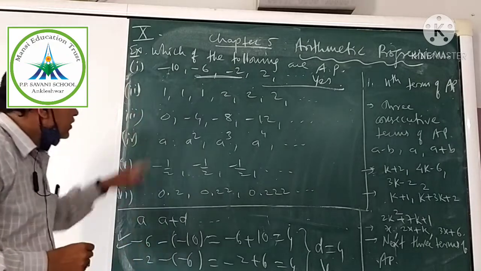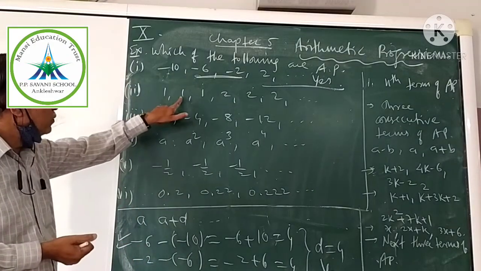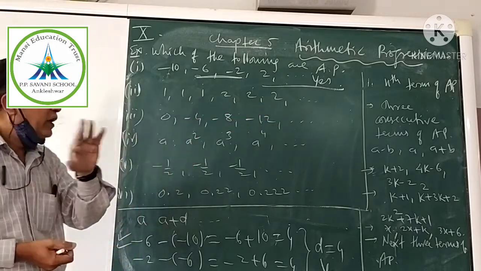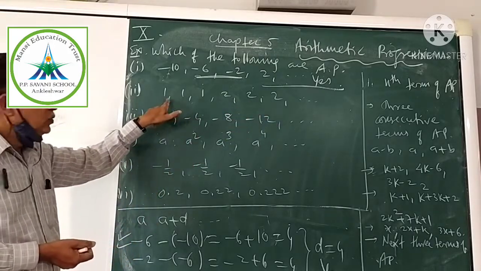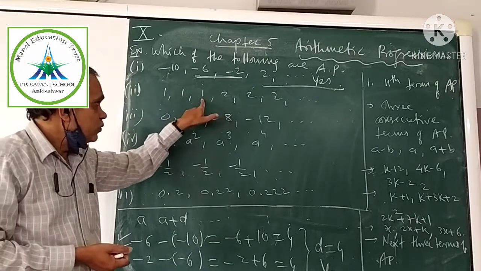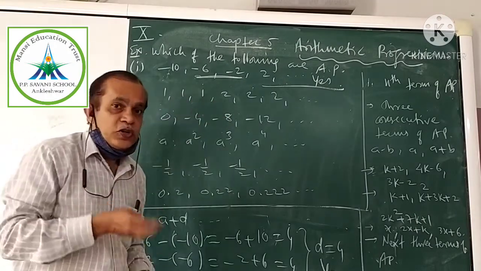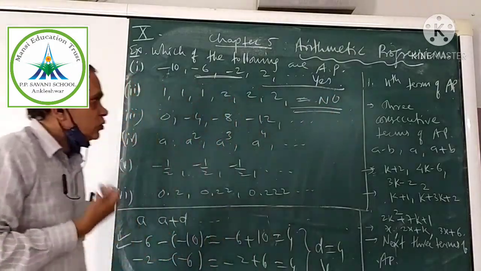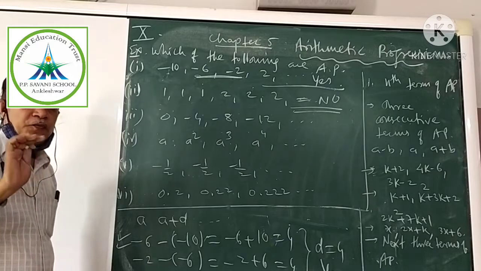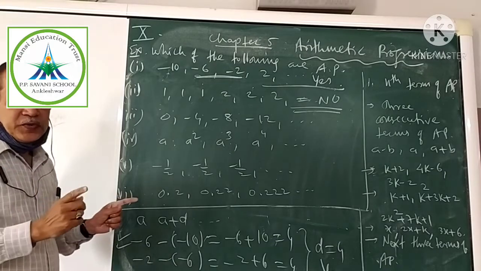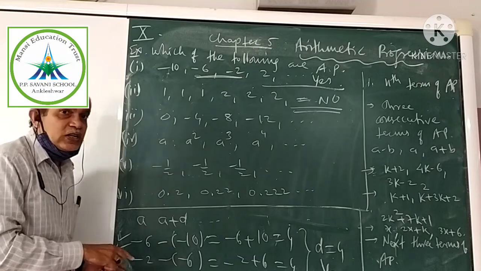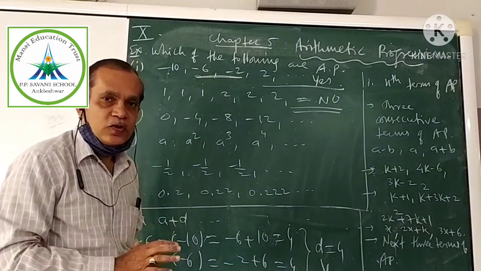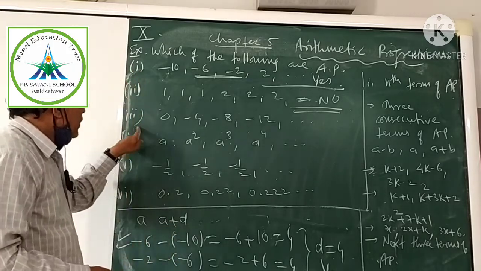Now let us take the second one: 1, 1, 1, 2, 2, 2. Look, 1 minus 1 is 0, 1 minus 1 is 0, but 2 minus 1 is not 0. No need to waste time, we can do this orally. So it is not an AP. We are practically becoming familiar with the general pattern of an AP, that is A plus D, A plus 2D, and so on.